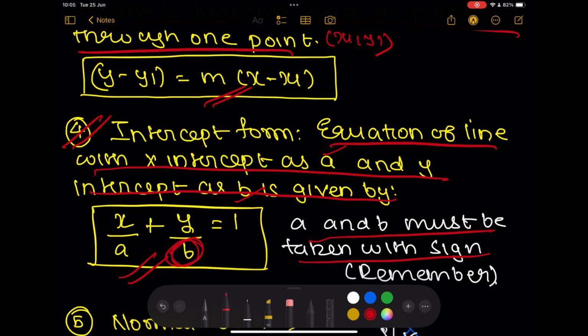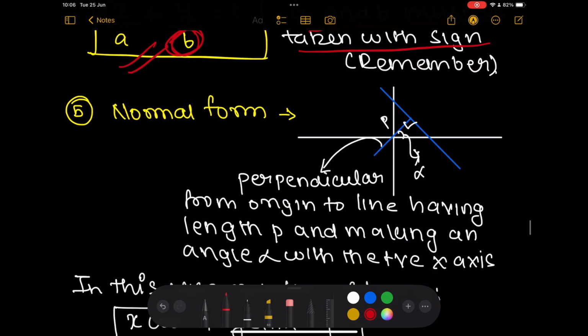Which is the reason why I made a mistake there. So this is a very important point for you to remember. The intercept form is known by everyone: x by a plus y by b equal to 1, where a is the x-intercept, b is the y-intercept. But that must be taken along with the sign. Okay, this is very important.